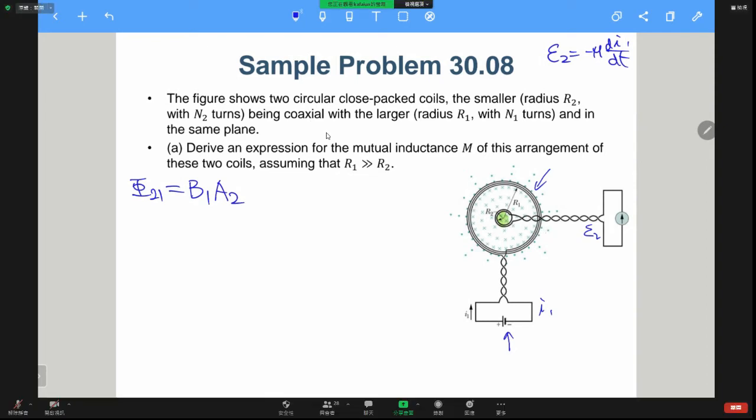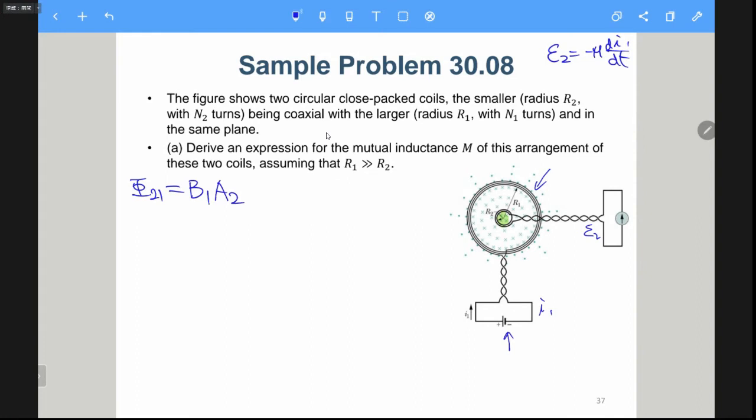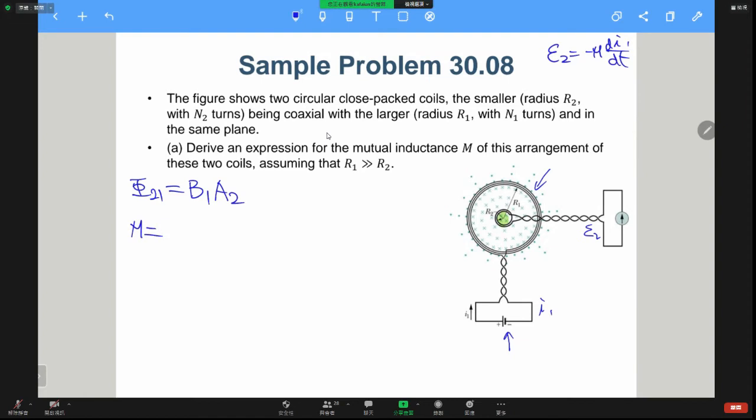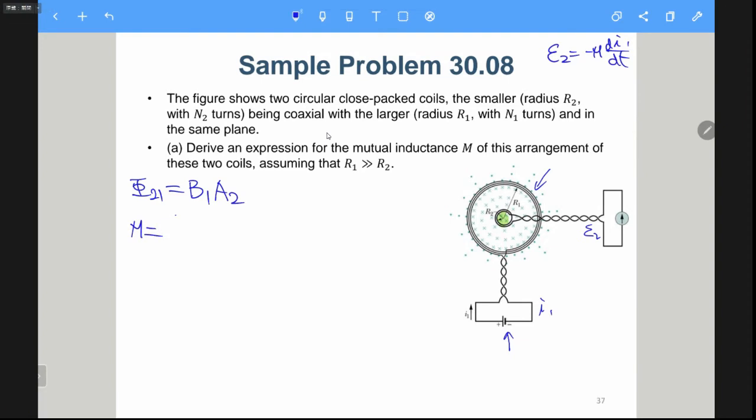Okay, so next, for the mutual inductance, we will have N2 phi 2,1 over I1. If you still remember, for the inductance, L will be N phi B over I. If you still remember in chapter 29, I think. No, chapter 30, this chapter. This is the definition of the inductor, which is the self-induction.